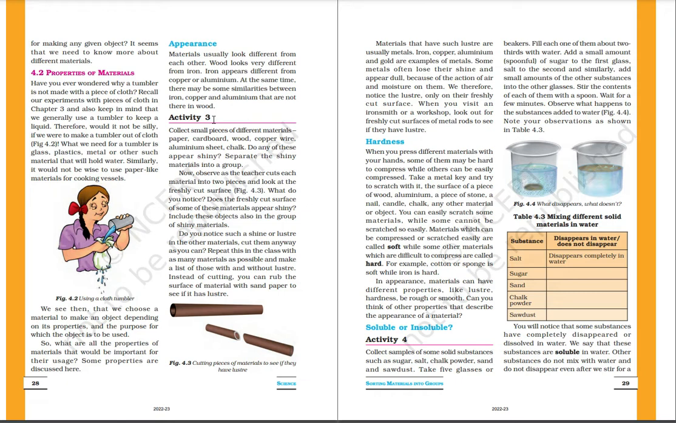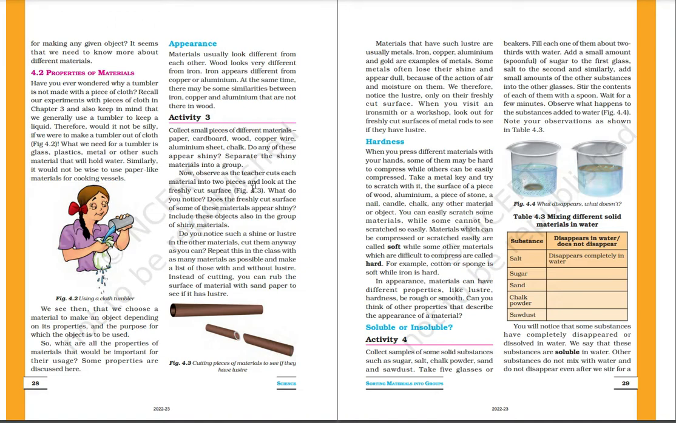Some metals often lose their shine and appear dull because of the action of air and moisture on them. We therefore notice the luster only on their freshly cut surfaces. When you visit an ironsmith's workshop, look out for freshly cut surfaces of metal rods to see if they have luster. So this was a huge activity and it was useful.